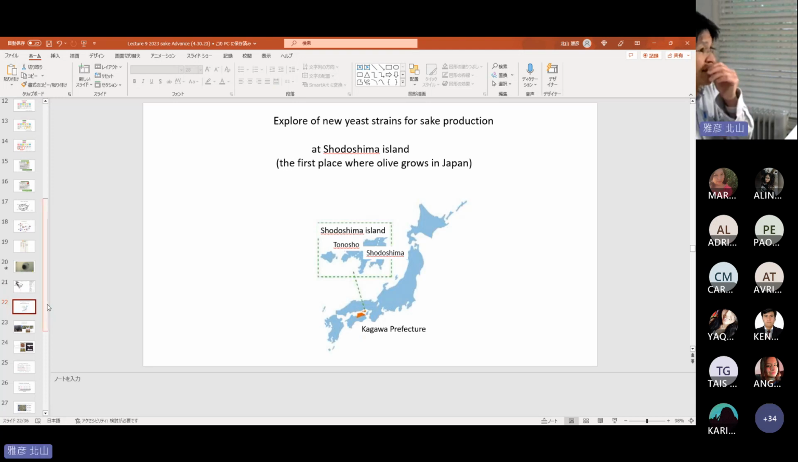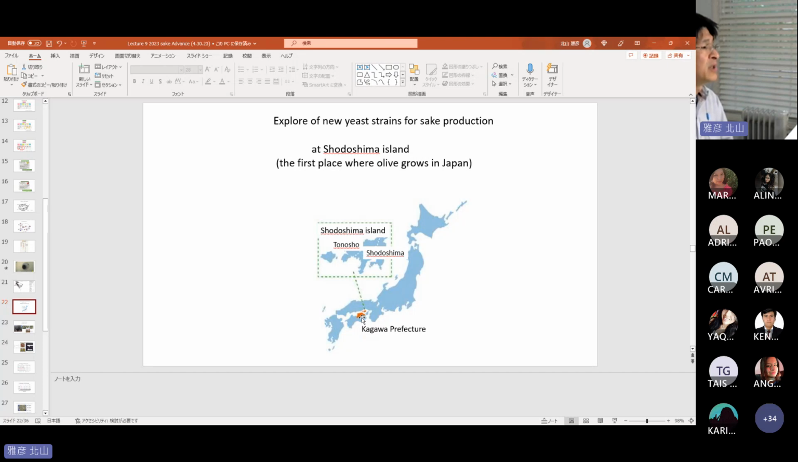I can explain an example of how people try to develop a new yeast strain. These days, most local governments have their own institution to develop technology for food science. And I will explain one example which has been performed in Kagawa Prefecture.